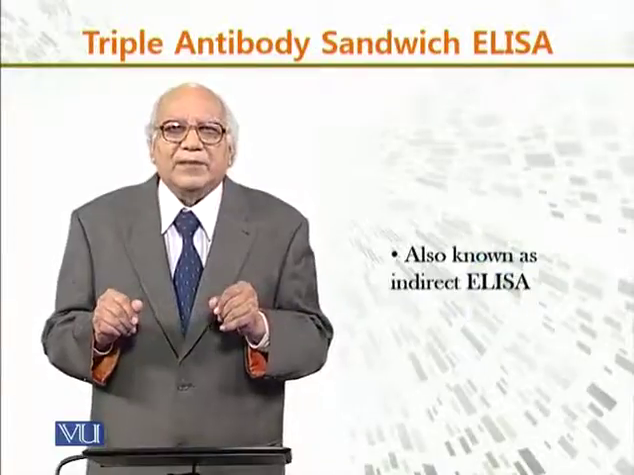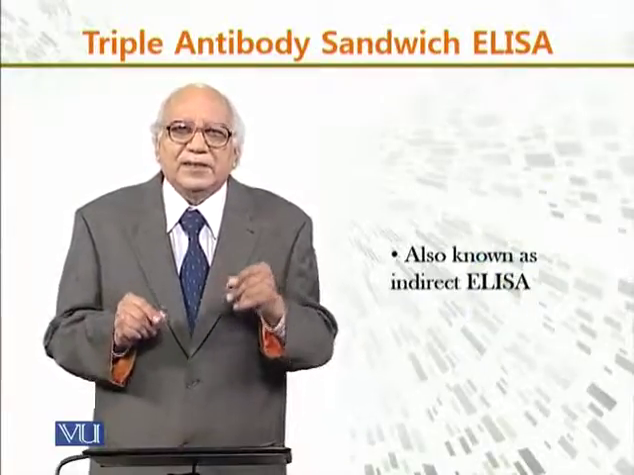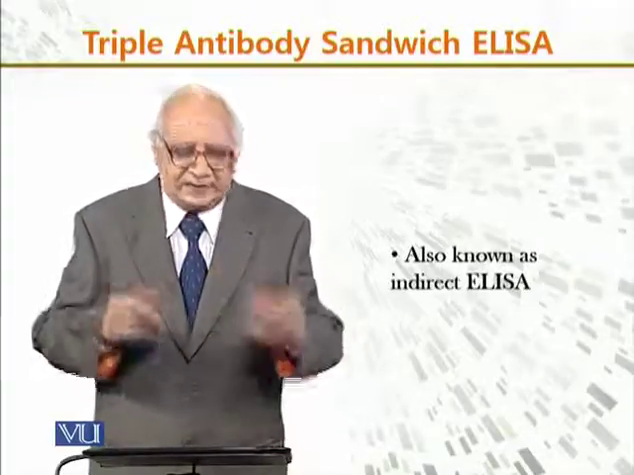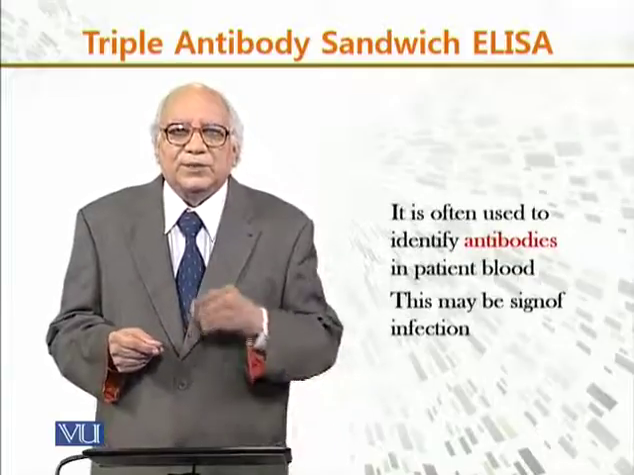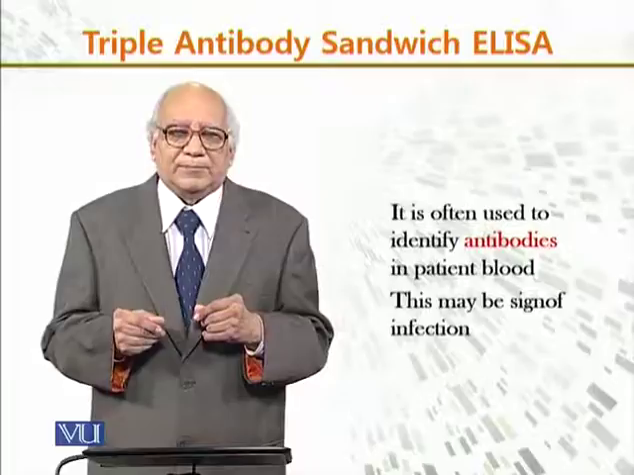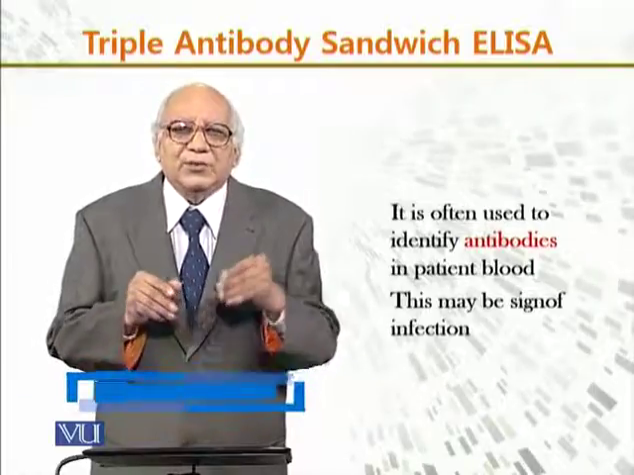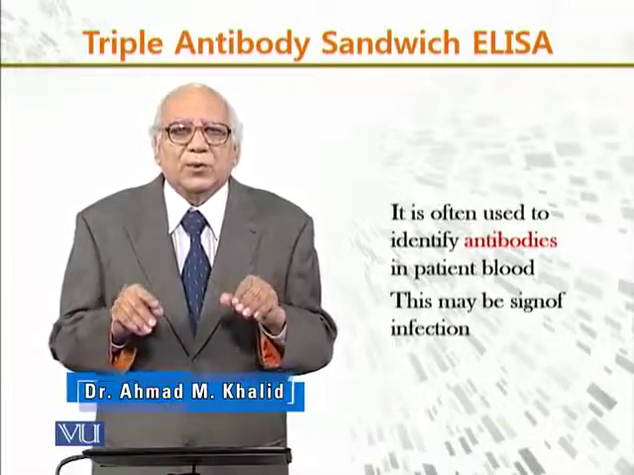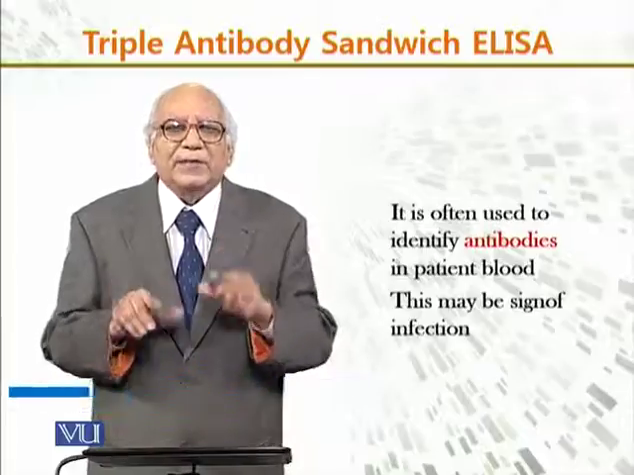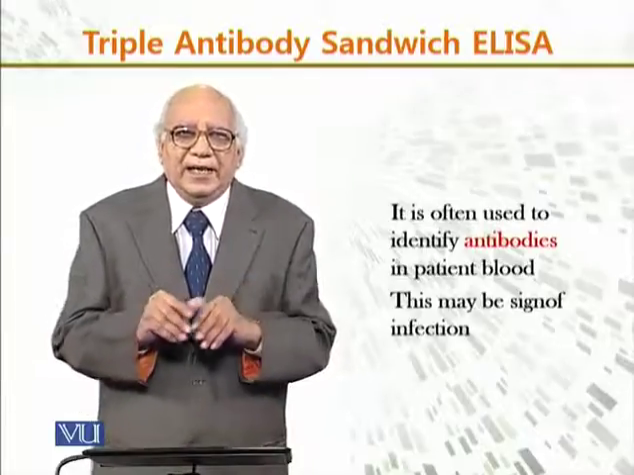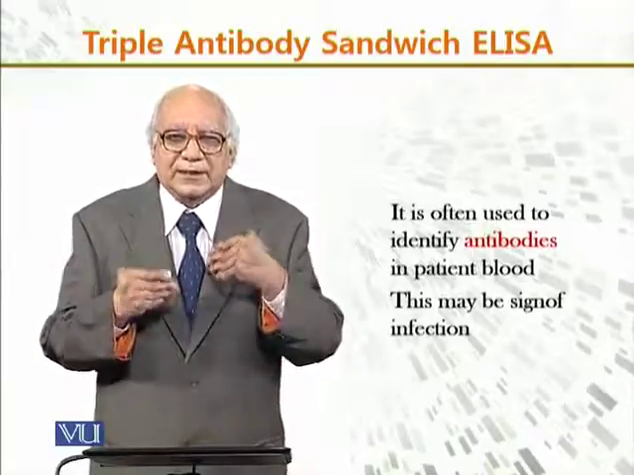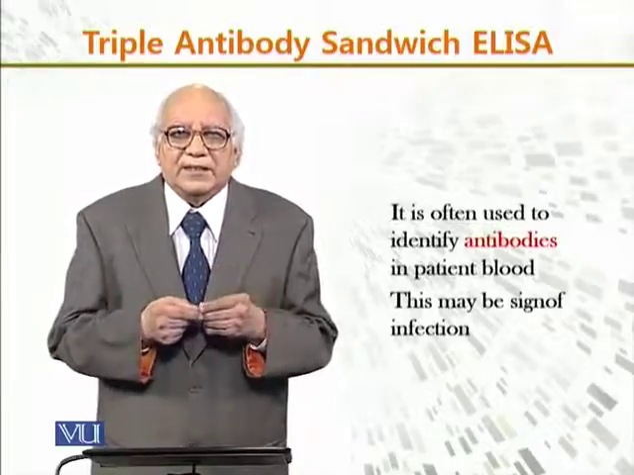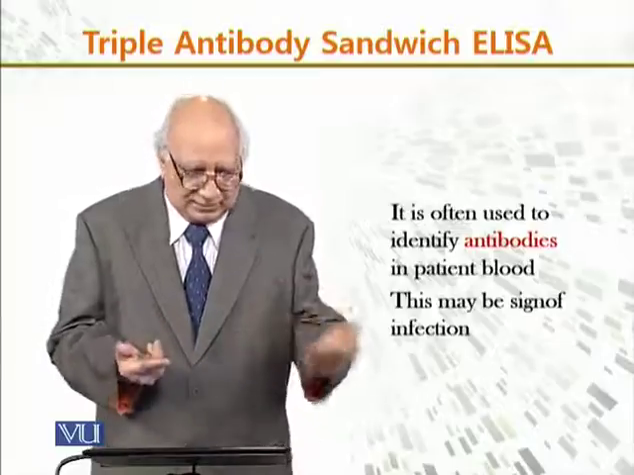Now this method, the triple antibody ELISA method, is also known as indirect ELISA. The indirect ELISA is used to determine the antibody concentration. This method is used to identify antibodies in patients' blood who may be suffering from some kind of infection, and we can determine whether there may be a sign of infection in their blood, whether it is an infectious disease, a virus, or whatever.